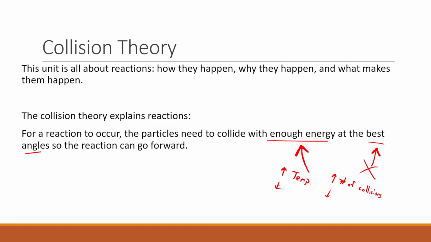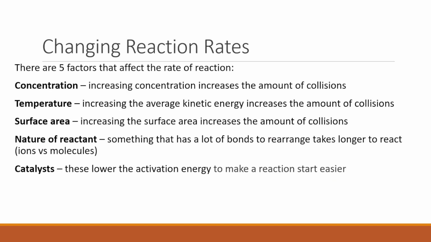And there are a couple of different ways that we can do that. Specifically, a number of different ways that we can influence the number of collisions. Let's look at those. There are 5 different factors that we can use to influence the rate of a reaction, to increase the amount of successful collisions. The first is changing the concentration. If you increase the concentration, you increase the amount of collisions that happen.